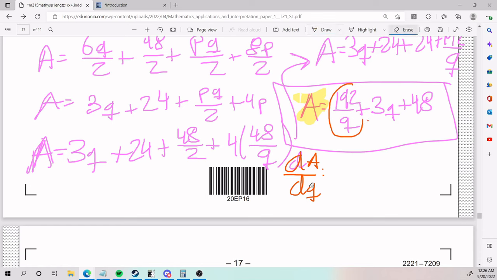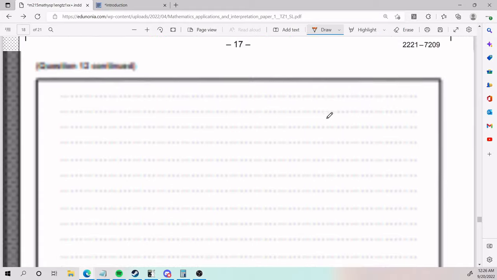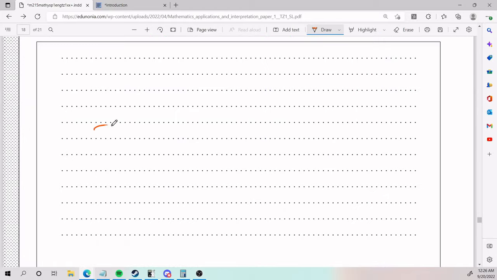And so before I do the derivative, if you have a variable on the bottom, you want to put it on top first. See, it's just going to be easier in your life. Trust me. 192 times q to the power of negative 1 plus 3q plus 48. So all I did here was bring the q up top. See? Negative exponents work like that. So let me take a moment to explain that.